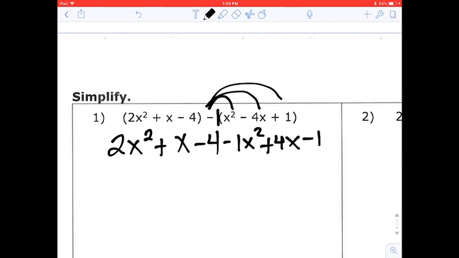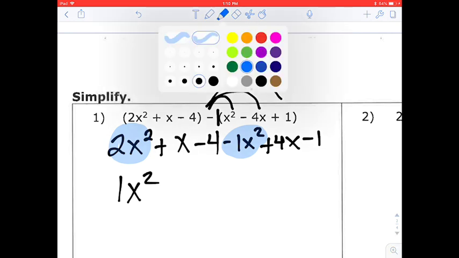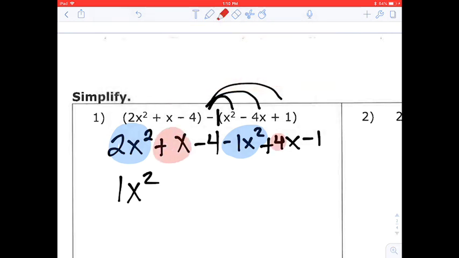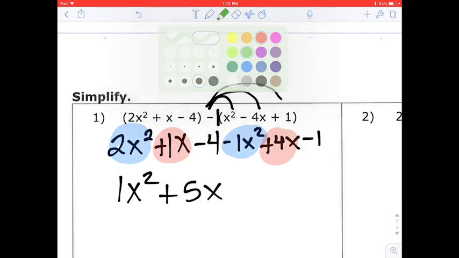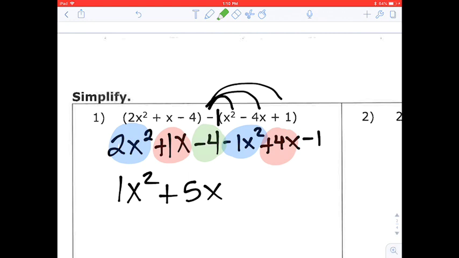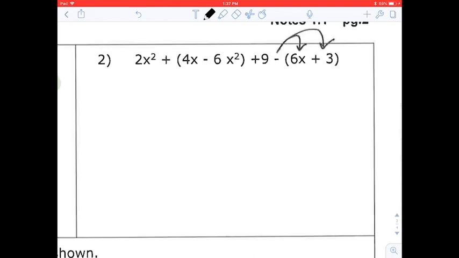minus 1. Okay, when I combine my like terms, I combine 2x squared and negative 1x squared. That gives me 1x squared. I combine my x and my 4x, which gives me a positive 5x, because remember, this is a 1. 1 plus 4 is 5. Oh, and this time negative 1 doesn't have to stay by itself. Negative 4 is going to be their buddy. Negative 4 minus 1.